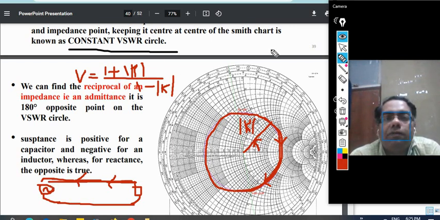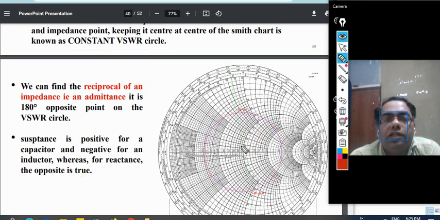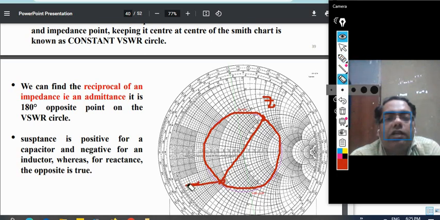Another thing is, from impedance we can get admittance. Suppose we got a normalized impedance value, say Z. If we want to find the admittance, that is 1 by Z, from the center you go to the other point of the VSWR circle. This is my VSWR circle. So if this is Z, if you go diagonally opposite, you get Y, which is the admittance. Like this you can get admittance.